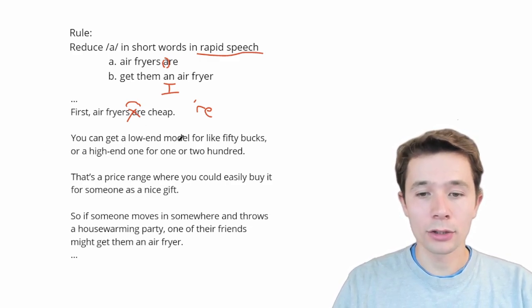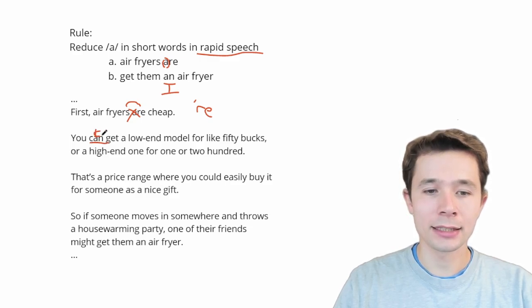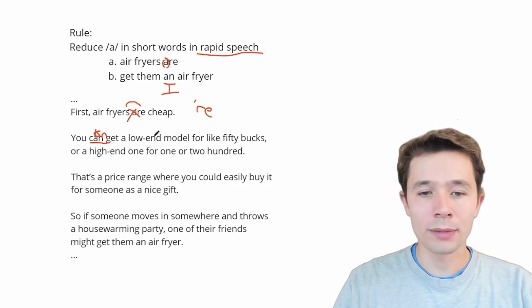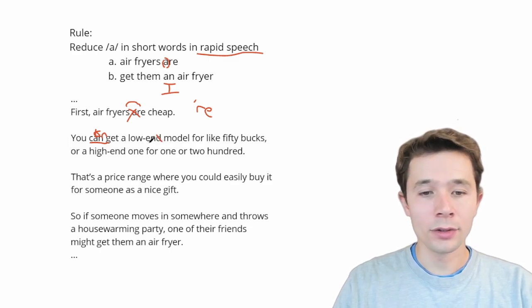You can get a low-end model for like 50 bucks. So here can gets really reduced and it blends with get. You can get a. You can get a low-end model. A low-end model. Here we take out that d in end. You can get a low-end model for like 50 bucks. For gets reduced to fer, for like 50 bucks.